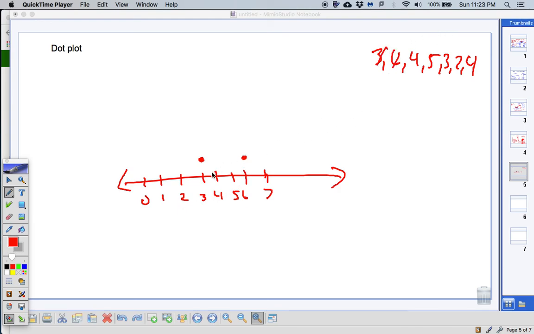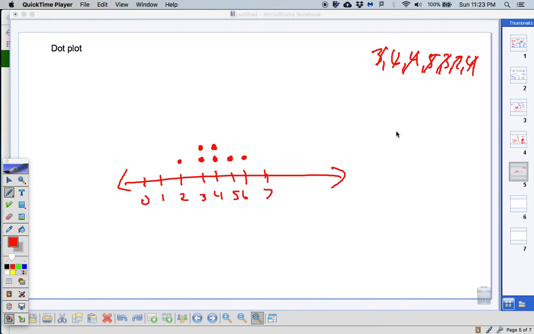Go on the next one, which is a 4. Above the 4, I put a dot. We do it with the 5. And then 3. Oh, I already have a dot there, so we're going to put a second dot above the 3. And we'll go above the 2. And then lastly, above the 4. Oh, I had a dot, so I'll go above it and put a second dot. Okay, so there are 7 data points, so you should have 7 dots, and I have 7 dots here. This is called a dot plot.